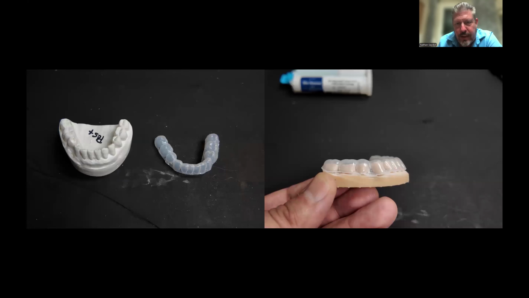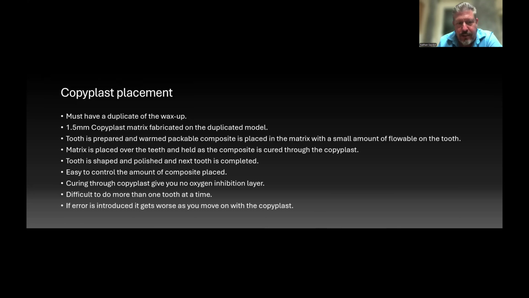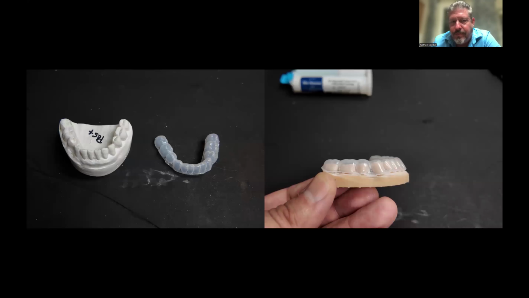So let's look at what it looks like. I'll go back so you can read that. It's difficult to do more than one tooth at a time with this. And as you're doing this, you introduce more and more error. So in a case where this is a phased case and isn't having ortho, you're going to have a lot of occlusal adjustments with this. There's different ways to do it. If this is an ortho case, it's less important that you have a good occlusion.